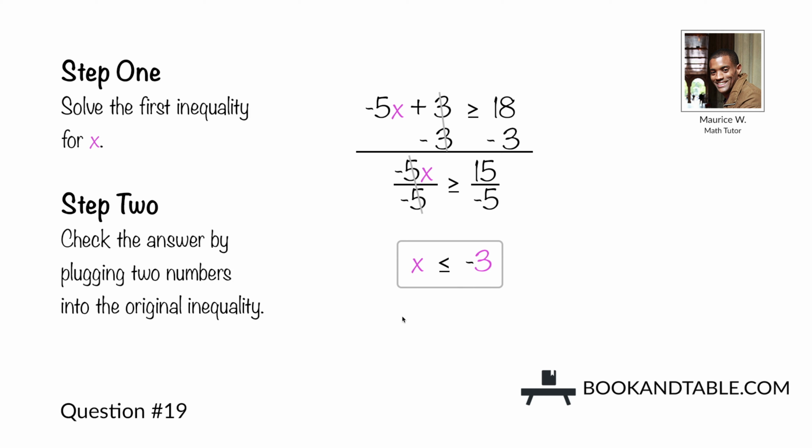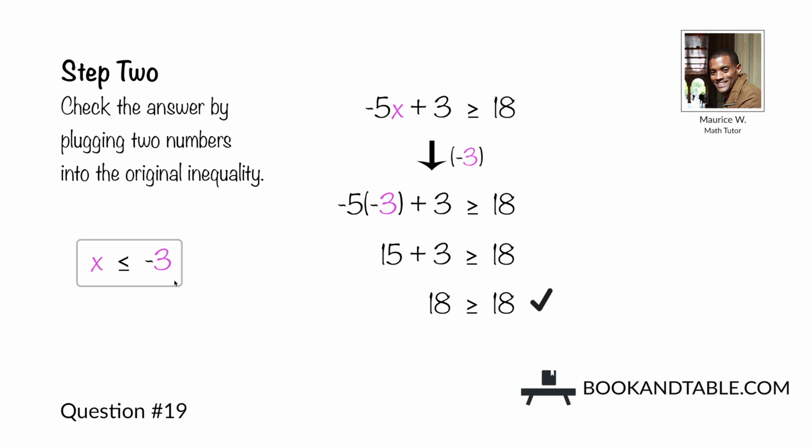And then step 2, check the answer by plugging two numbers into the original inequality. -5x plus 3 is greater than or equal to 18. And when we do so, we first want to plug in -3 since that should work. And then we plug in -2 since that should not work.